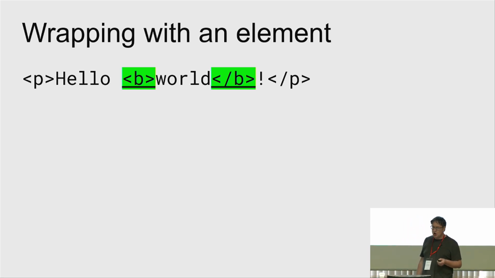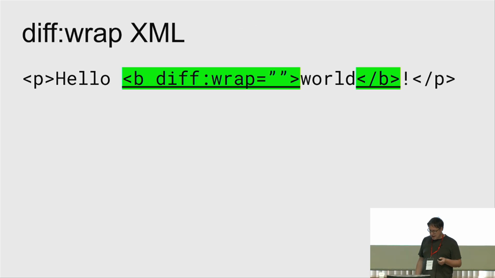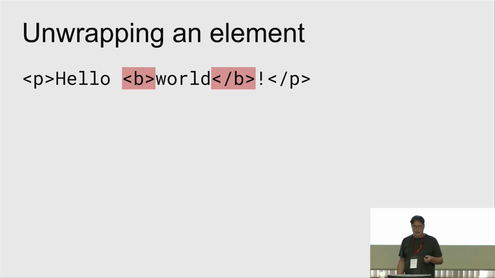And then there are a few slightly higher level operations. Here, world was already in the original text, we're only adding an element around it. That's a wrap operation. And it's different from the insert where the whole thing is inserted. That's expressed like this: there's a wrap attribute on the B element. And you can also do that for unwrap.